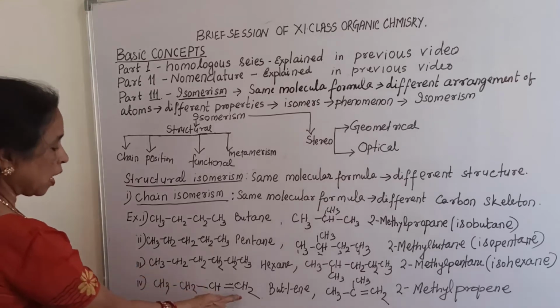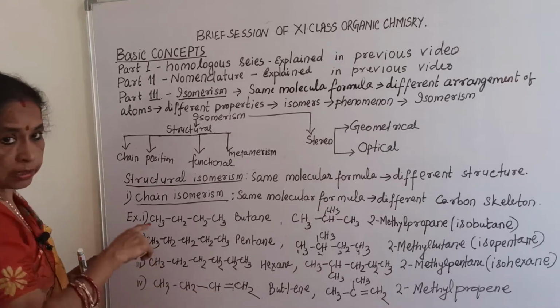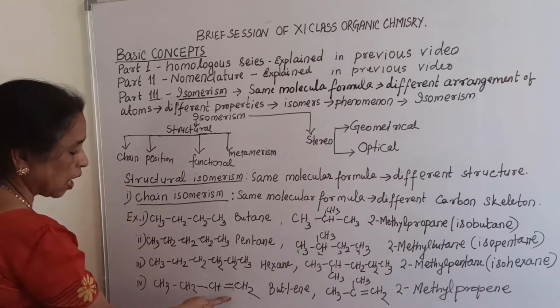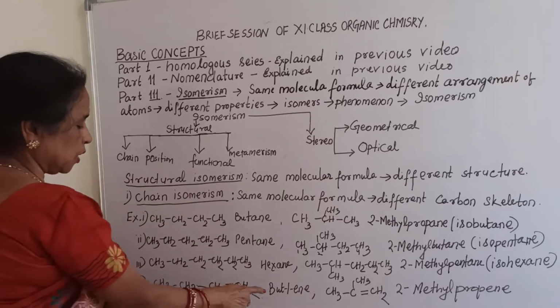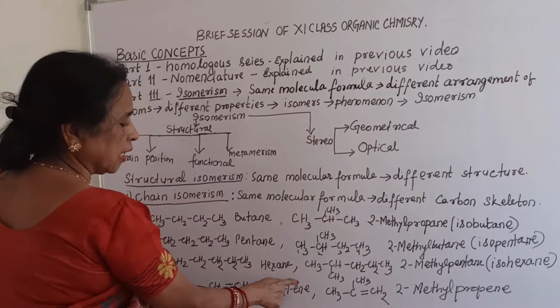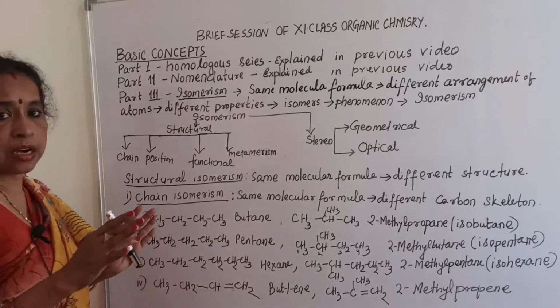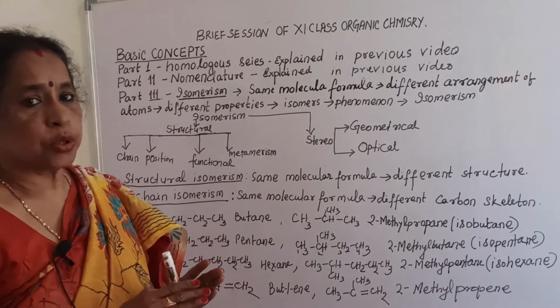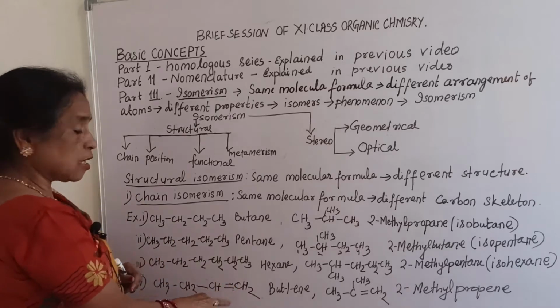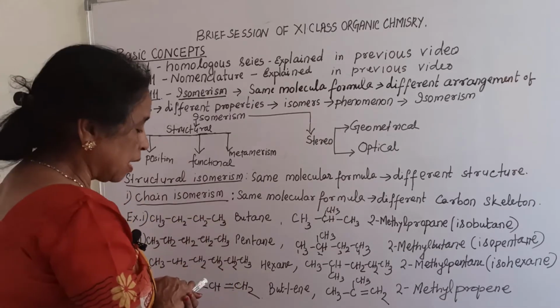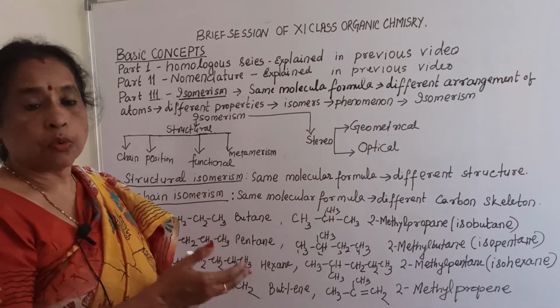Because 1, 2, 3, 4, that is but, and after 1 there is a double bond. So it is known as but-1-ene. And 1, 2, 3, 4, total number of carbon atoms 4. So it is but. But there is a double bond after 1 carbon, that is why it is but-1-ene.